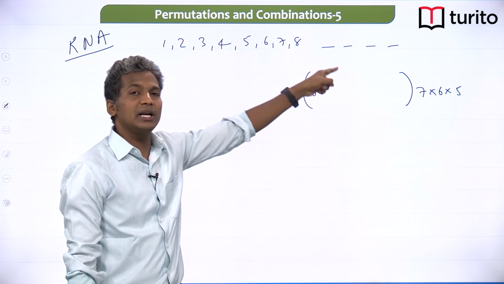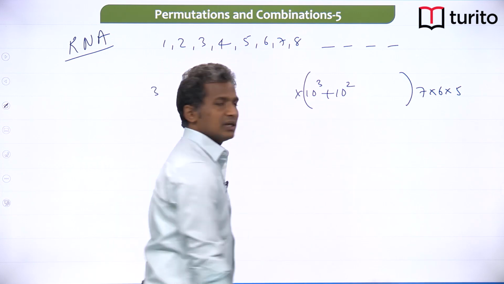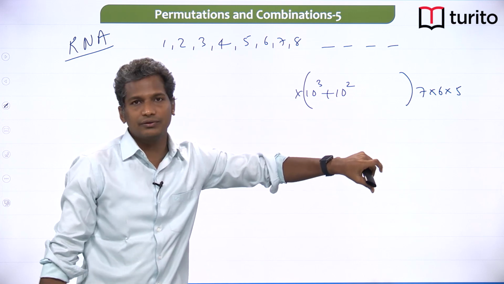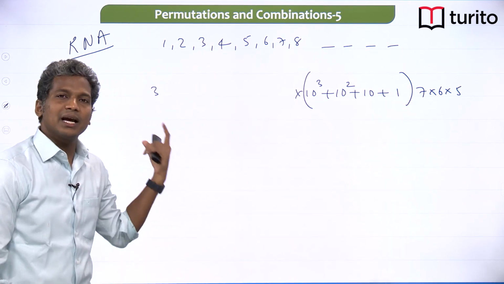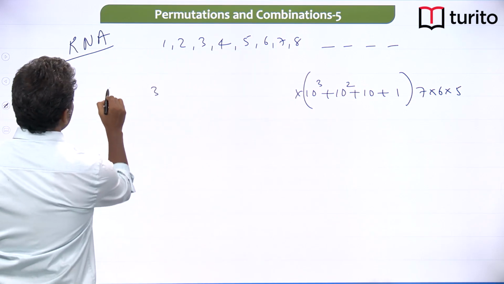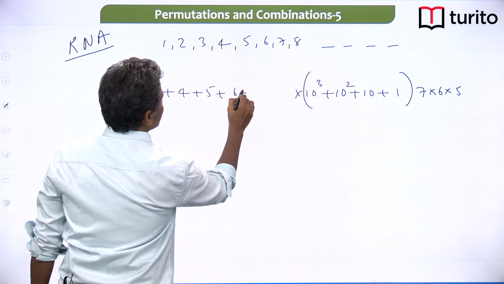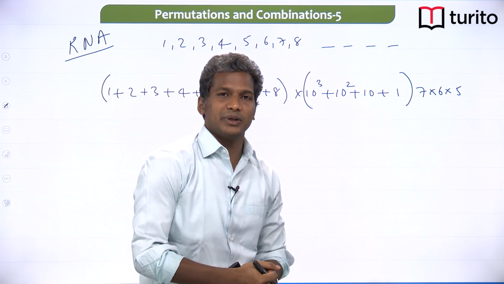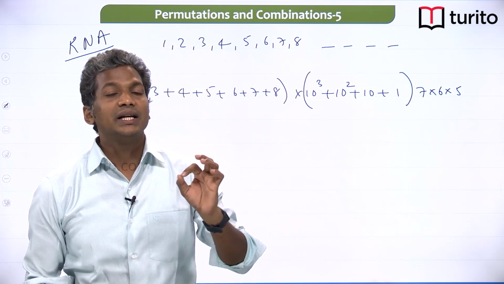Now, 3 can also come in hundreds place. If 3 is coming in hundreds place, the value is going to be 3 into 10 square, and how many times is it coming? 7 into 6 into 5 times. Now, just follow the same process here. Okay. And if 3 is coming, then that means other digits also can come, right. So, because all digits are equally likely, we have to add all of them. Okay. So, this is going to be our required number. Okay. So, this way we can find the sum of all possible numbers of any number of digits.